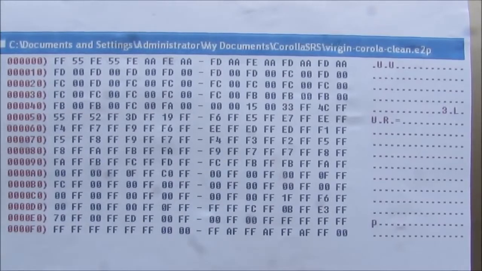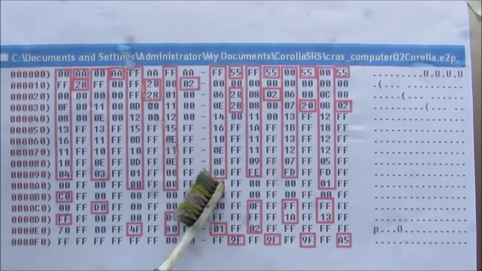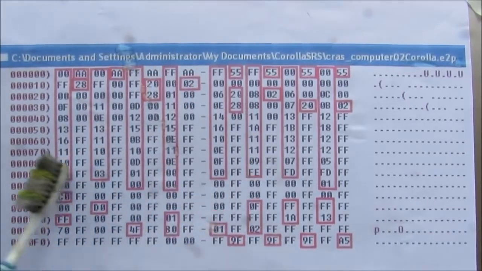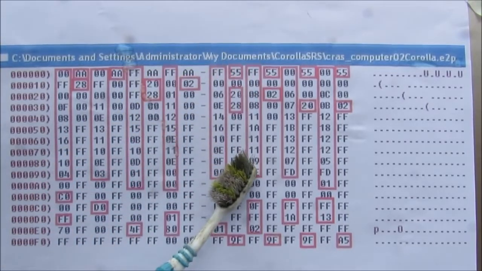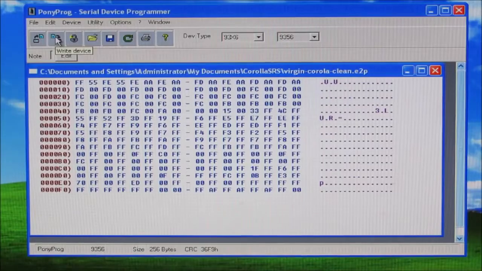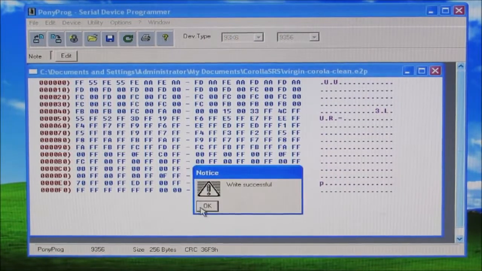You can see there's a number of values that have changed. So you can see in comparison to the virgin dump, I've highlighted all of the areas where the data has changed. Now I have no real idea of how to decode this, so what I'm going to do is change all of these values so they're equal to what's in the virgin dump, and then write this dump to the crash computer to see if I can clear it. So this here is the virgin dump that I'm going to be writing to the chip. I'm just going to click write and click yes, and it will confirm that the write was successful.